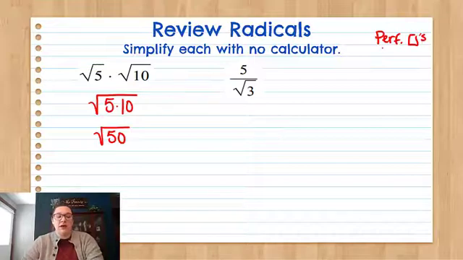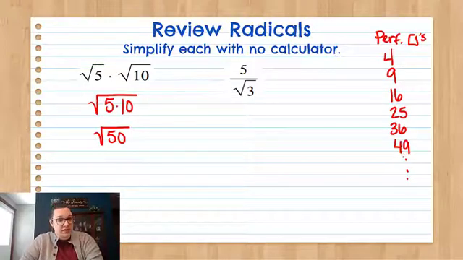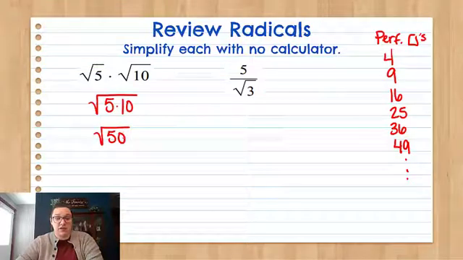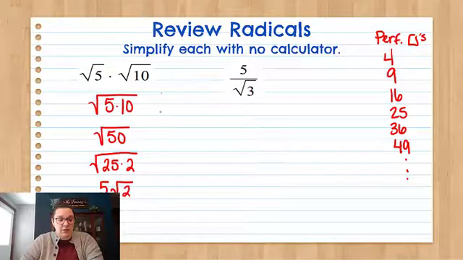So if I think about perfect squares, let's make a list. By perfect squares, I mean the number that was squared is it. So 2 squared is 4, 3 squared is 9, 4 squared is 16, 5 squared, 6 squared, 7 squared, and so on. So if we look at this list of numbers, I want to find the biggest number possible that goes into mine, 50, which I can see is 25. So I'm going to rewrite this as 25 times 2. And I know the square root of 25 is 5, and the square root of 2 is going to stay on the inside. So I've rewritten root 5 root 10 as 5 root 2.